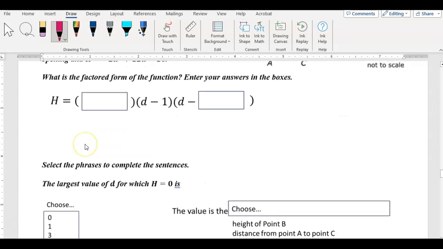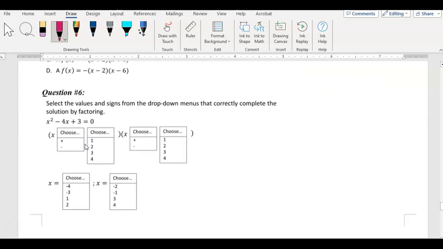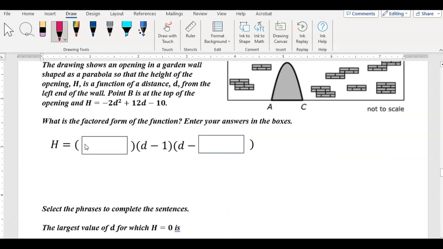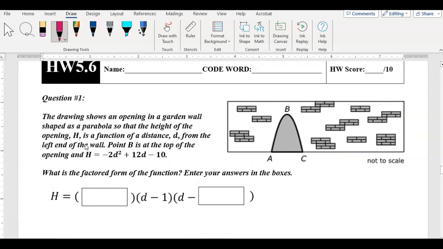Today your homework is shorter in the sense that you have fewer questions, but these are all PARCC released items, which means they are practice PARCC problems. So it is very important that you do these, okay?